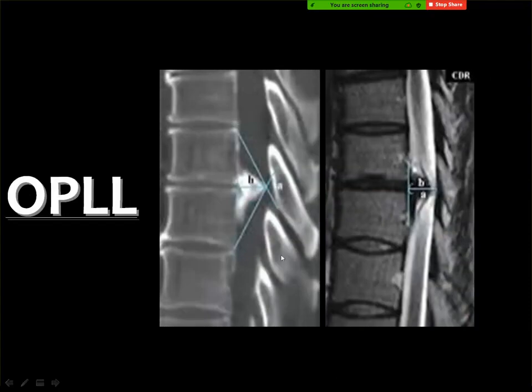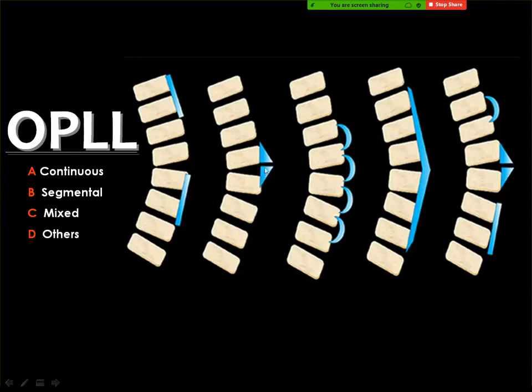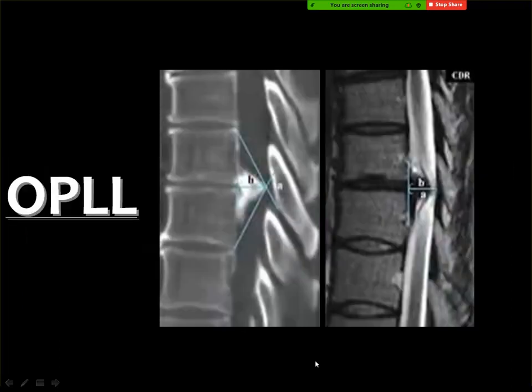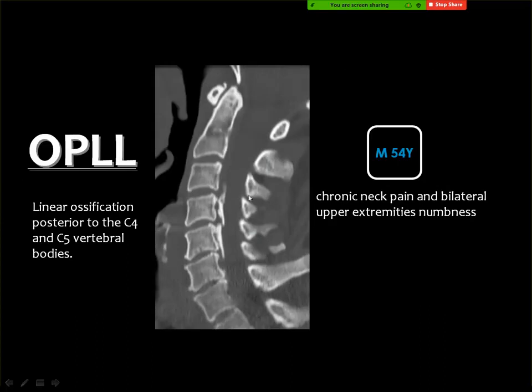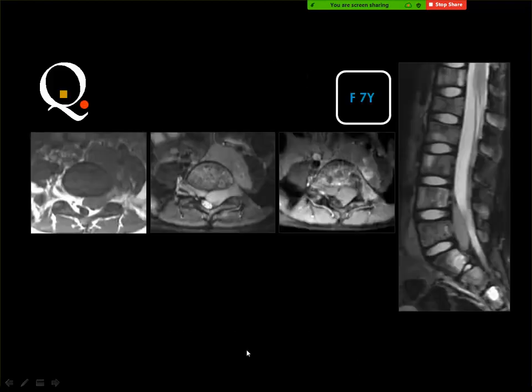What I wanted you to see is the abnormal appearance of the ossified ligament. This is not a disc herniation or a calcified disc herniation. This is ossification of the posterior longitudinal ligament, this particular type. If you see something like this, remember that it represents ossification of the ligament. But this is the usual appearance, where you have either segmental or continuous ossification of the posterior longitudinal ligament. Next case.